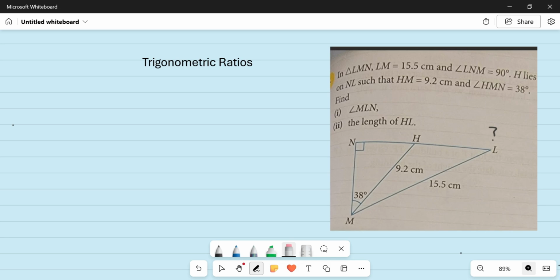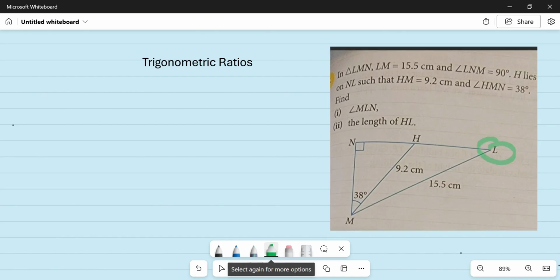Hello students, in this video we will learn this question. This question is basically question 4 from book D3, exercise 10C. Here, the first part that we need to find out is angle L.